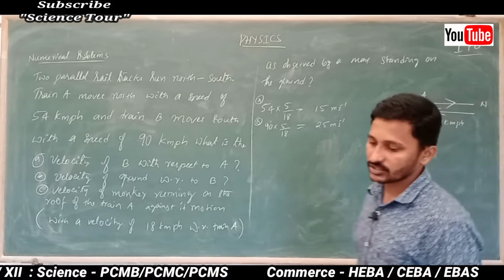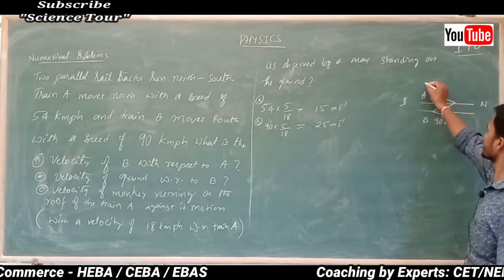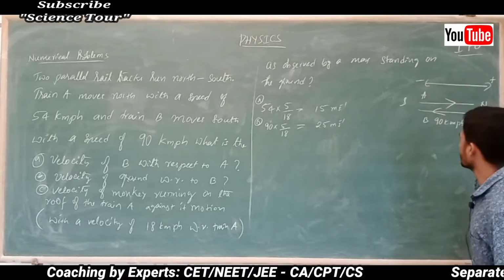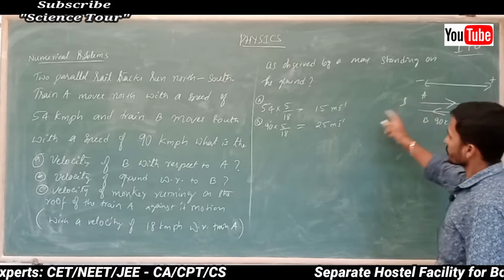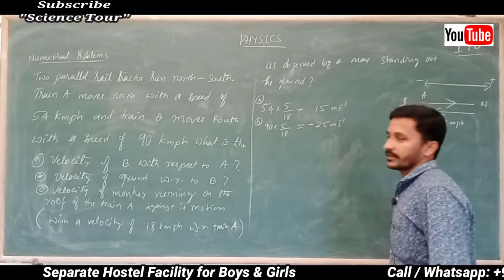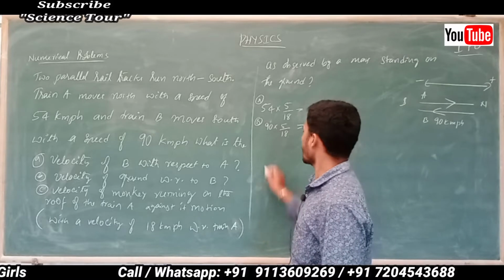One direction we have to take as positive, and the other as negative. Say this direction we take as positive, and this direction as negative. This will be in the positive direction, this will be in the negative direction. So it is minus 25, the opposite way.